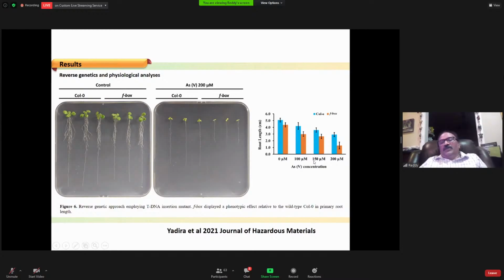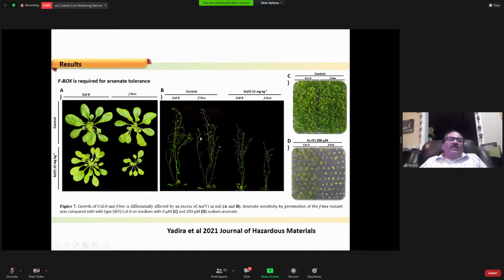And here, in different concentrations of arsenic, as you increase the arsenic concentration, the effect is much more. Without this F-box gene, this F-box mutant is really showing reduced growth. And then throughout the developmental stages, not only at the seedling stage, even in the adult plant, without the F-box gene, the mutant is severely compromised. Its germination is reduced, and you see the F-box plant. So now we can say clearly that F-box is required for arsenic tolerance.